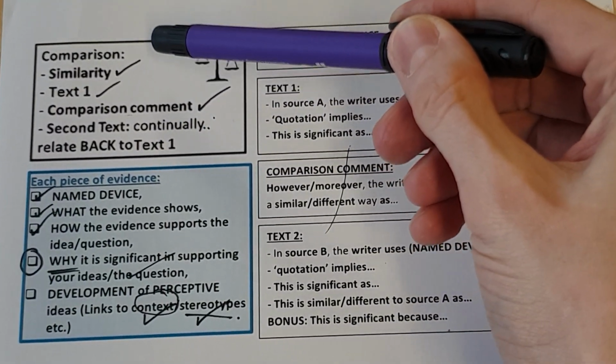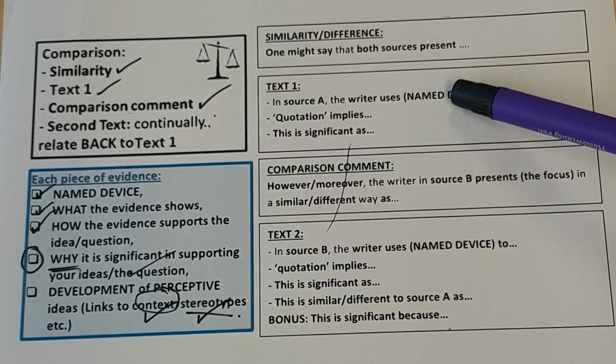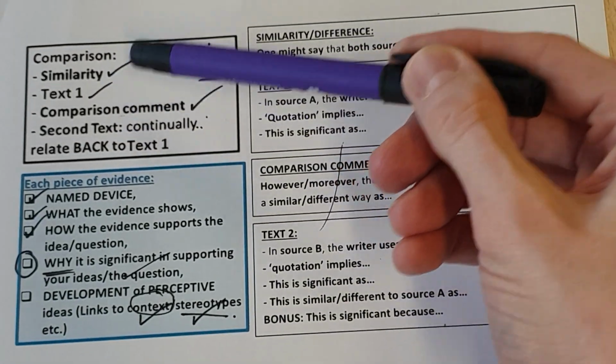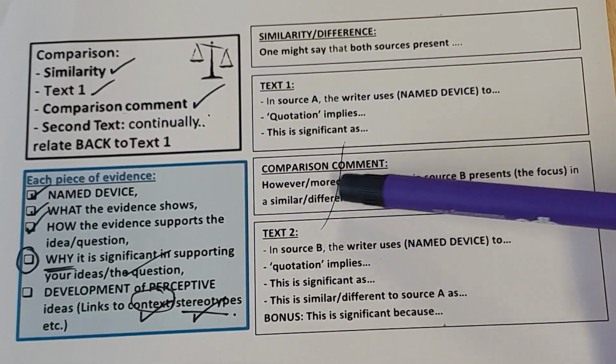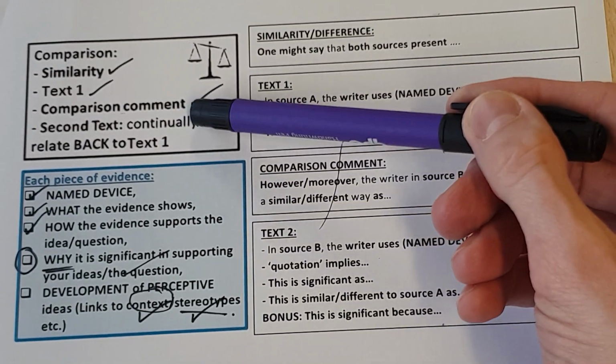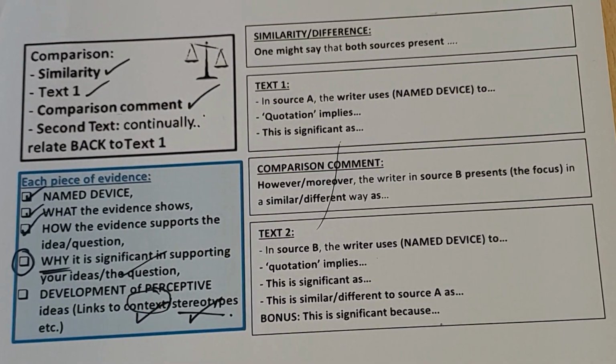Start with the similarity. Both texts show this, present this. Talk about text 1 using the analysis structure. Make a comparison comment, so are they similar, are they different, and why? And then talk about your second text there.